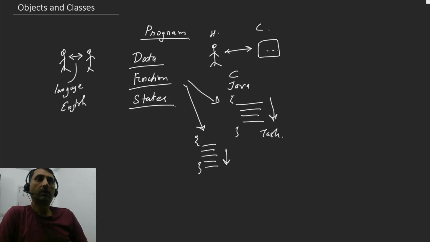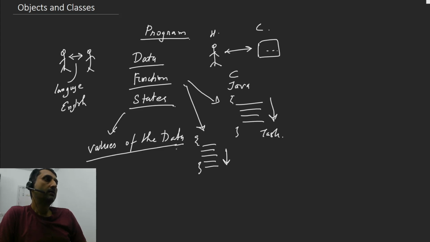And a program can have many states. These states are dependent on the data. These states are the values of the data. Basically these are the data values at any given instance, and that determines what state the program is in. Apart from that, let's see a few basic examples of a program.